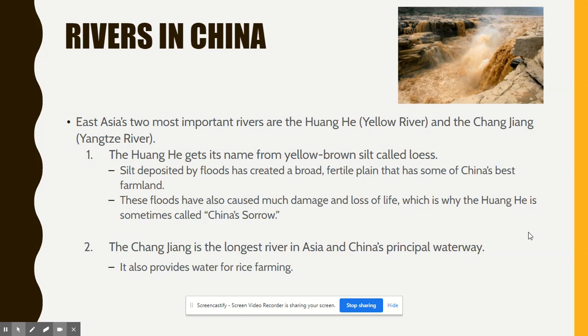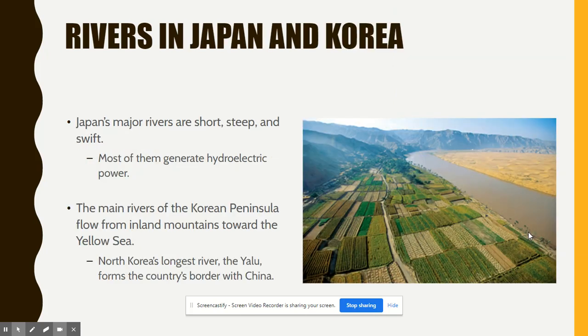But the river also has this nickname, the China's Sorrow, because there have been so many deaths that have occurred because of the flooding. The Yangtze is also another river that flows through China, and it's actually China's longest river. Japan has rivers as well that are important, and the same with North Korea.